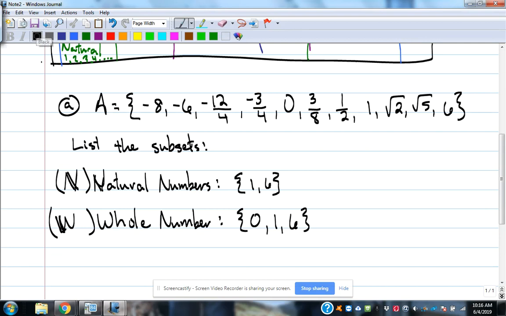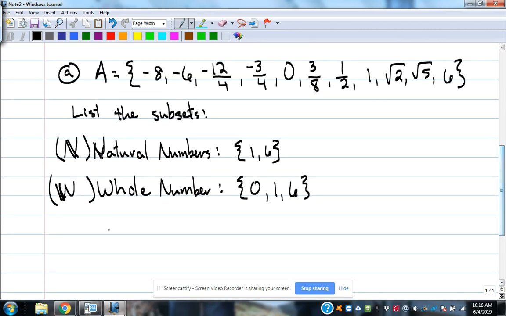Okay. Well, let's keep climbing out of our boxes here, and the next box would be the integers box. Remember, integers are the positive and negative whole numbers. Okay, so what numbers are integers in set A there? All of the whole numbers. So we've got 0, 1, and 6. But what other ones?